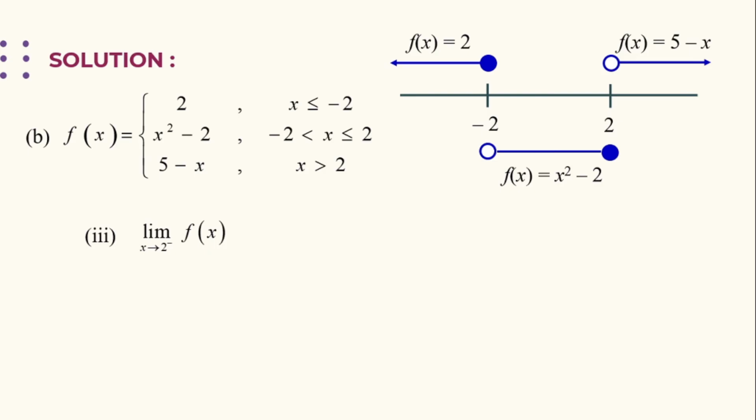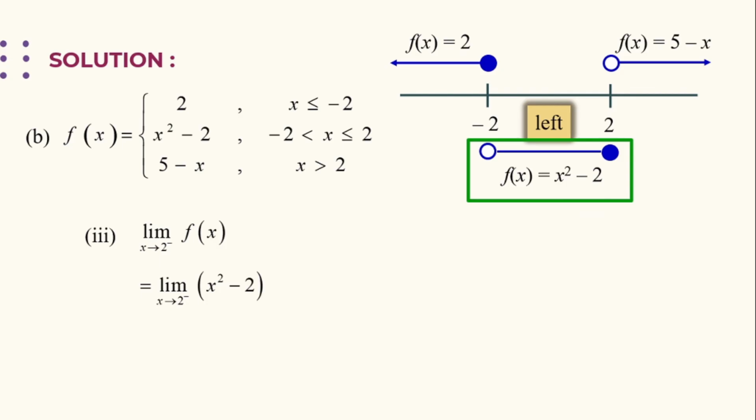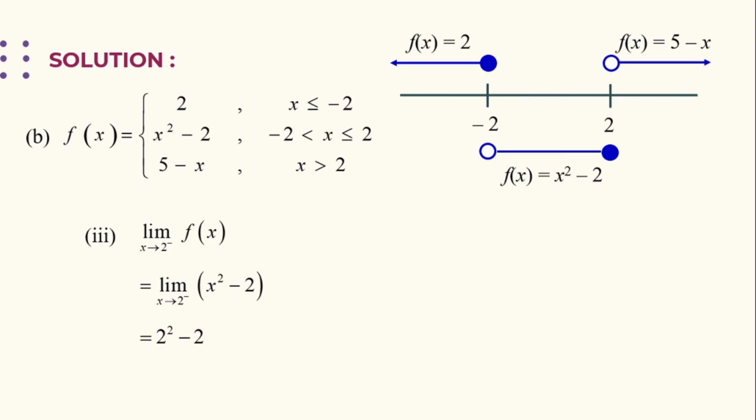For B3, we want to find the limit of f(x) as x approaches 2 from the left. So we stay to the left of x equal to 2. As in the previous example, we need to choose the closest function for x approaching 2 from the left. So we have f(x) equals x squared minus 2. So now we replace f(x) by x squared minus 2, then substitute 2 into x squared minus 2 and get 2 squared minus 2, or 4 minus 2. And the limit of f(x) as x approaches 2 from the left is equal to 2.